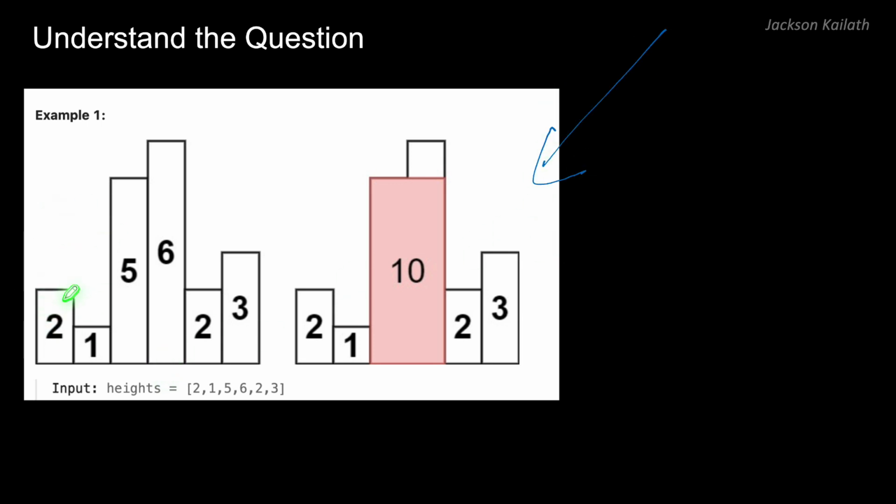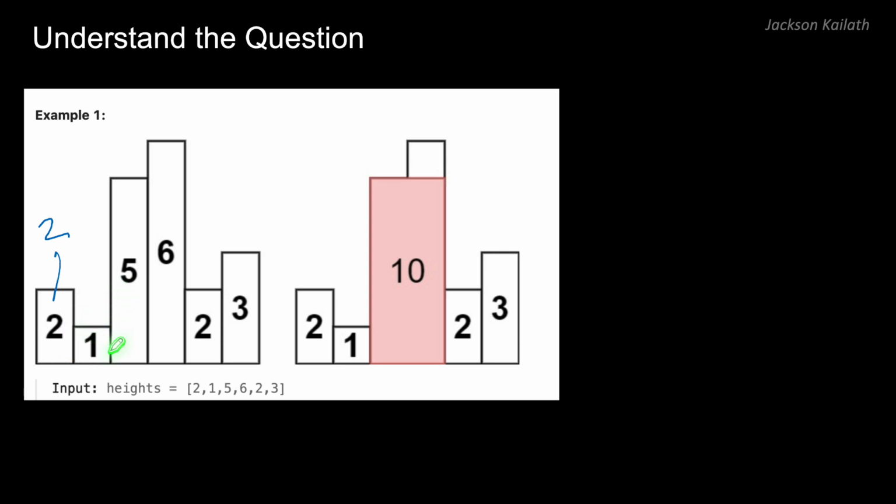Now, to understand this question, let's think about this. What would be the maximum area that I can form utilizing this bar over here completely? Notice that I cannot extend it to the right, because if I do it in this manner, then this area over here is empty, okay? And a structure like this is not a rectangle, okay? So utilizing this bar completely, I can only form an area of 2.